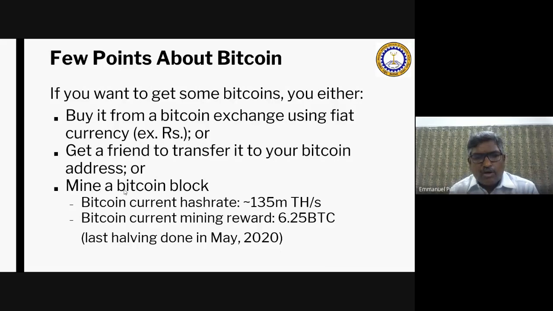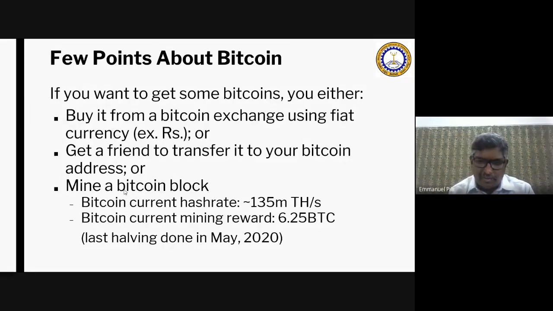So once this block is created, you have 15 minutes' time to create the next block. And then it's about 35 million terahertz per second. And then you get about 6.25 Bitcoins. Earlier it was 12.5 Bitcoins till May. After May, it has reduced to 6.25.